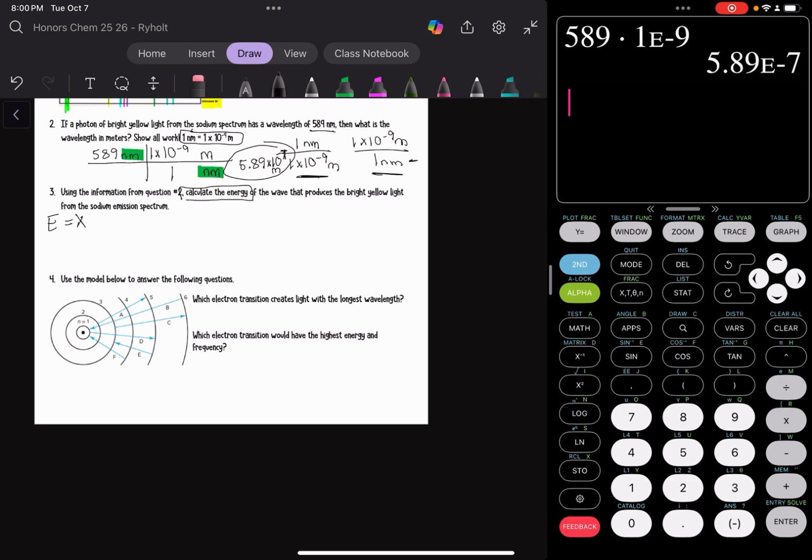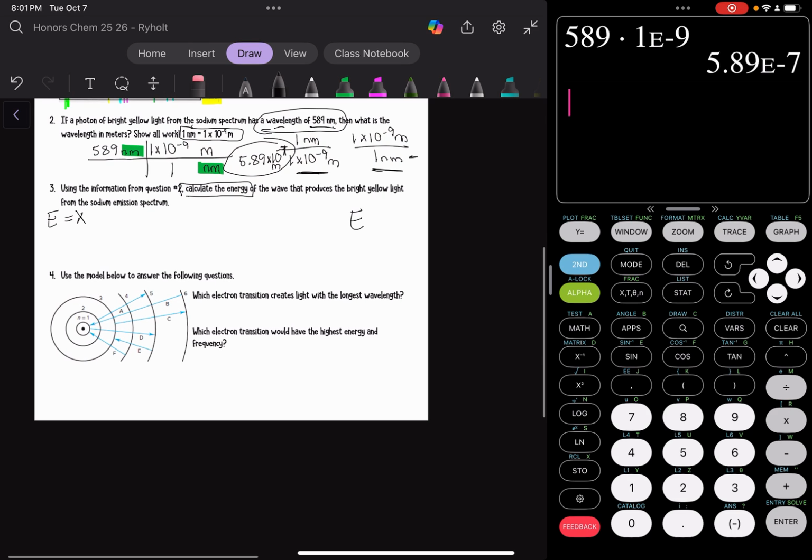Okay, and it's also giving us wavelength because we have wavelength up here. These are the only two things we know. I don't know anything about frequency, so I can't use my equation where energy equals frequency times Planck's constant. That's not going to work. And I can't use the one where speed of light equals wavelength times frequency because we don't have frequency. So I'm going to have to use my equation that combines things and says that energy equals Planck's constant times the speed of light over wavelength. That's the one I'm going to use.